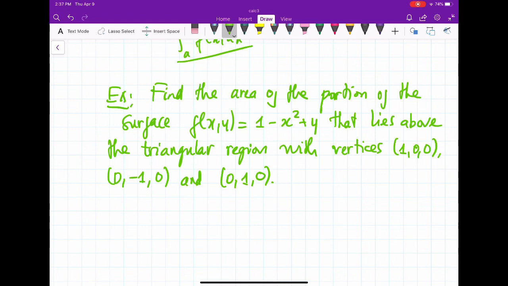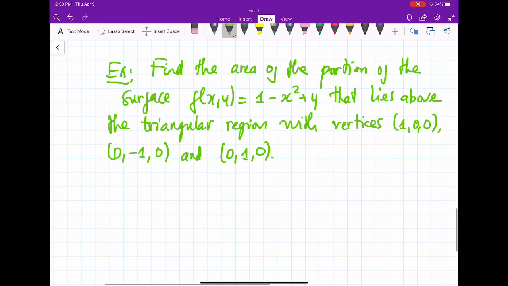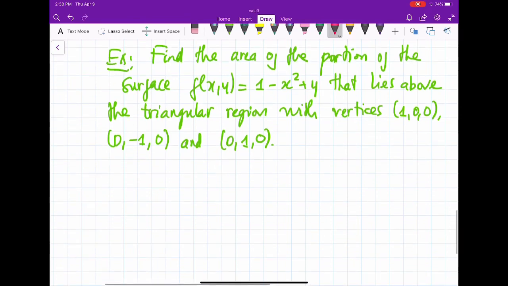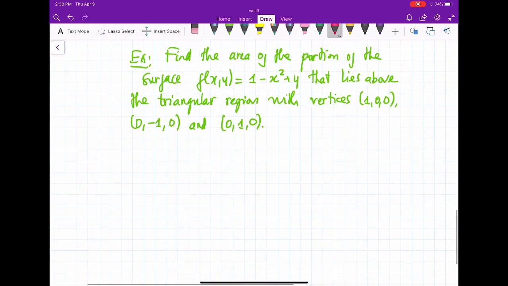Okay. In the following example, we need to find the area of the portion of the surface f(x,y) = 1 minus x squared plus y that lies above the triangular region with vertices at (1, 0, 0), (0, -1, 0), and (0, 1, 0). So they already give us the region, right? We need to plot that. Okay. The picture looks like this.